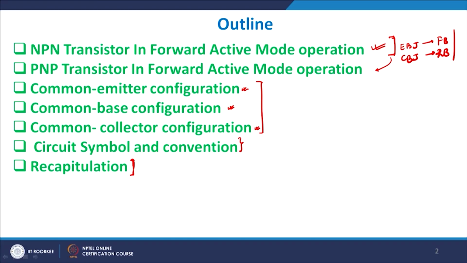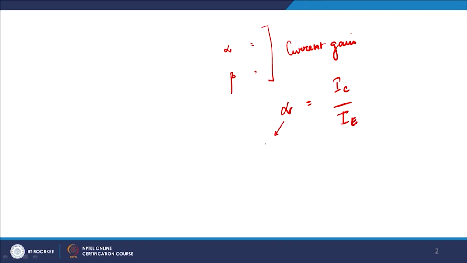Now, if you remember in the previous discussion, we had encountered 2 important terms. One was known as alpha and another was known as beta, right, and if you look very carefully, both were actually current gains. Alpha was defined as IC by IE. So, this is basically your common base current gain.